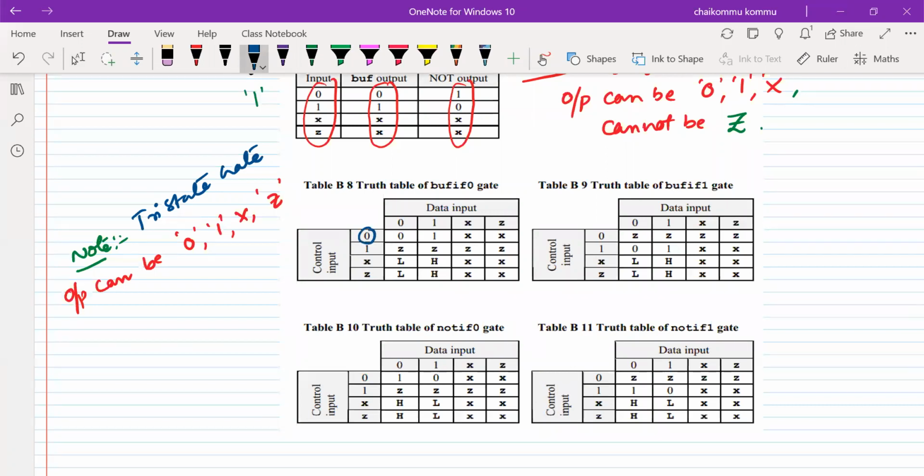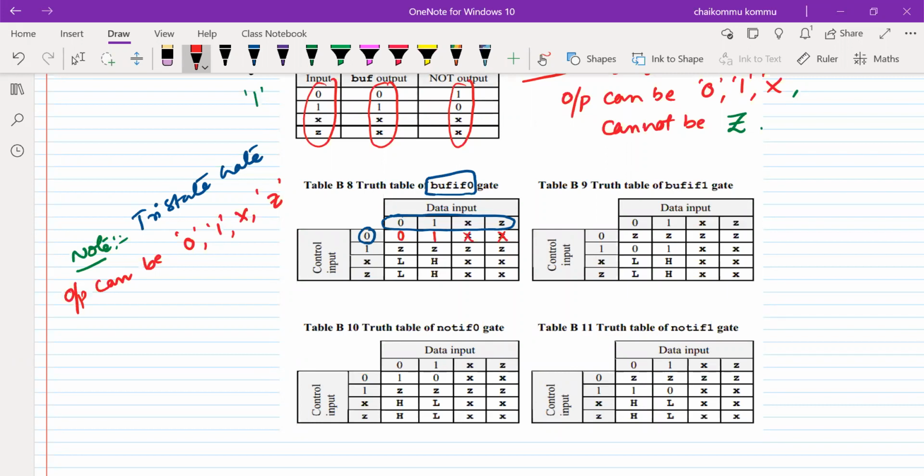Another point that we can understand from these tri-state gates: as I mentioned, if the control signal is equal to logic 0 for bufif0, it has to transfer whatever the input is as an output signal. So 0 means 0 transferred, 1 means 1 transferred, X means X transferred, Z means X transferred. Here also Z is X transferred, of course, obviously, because it is simply a gate. Therefore, the value will be considered as X.